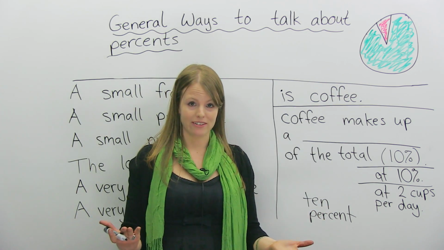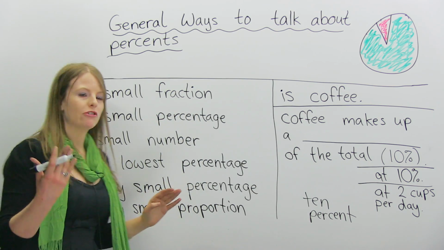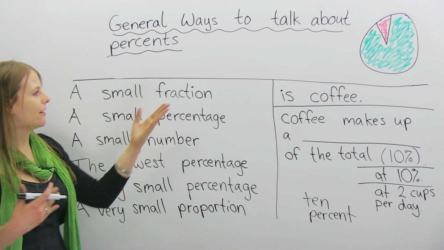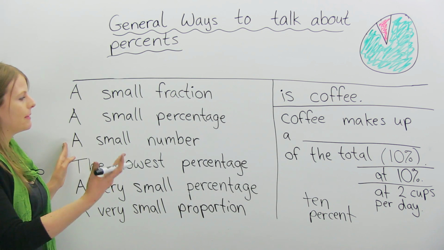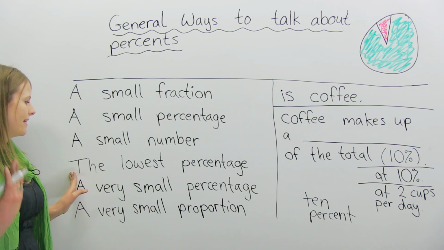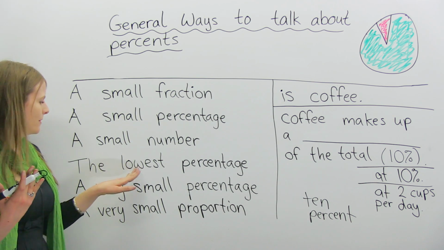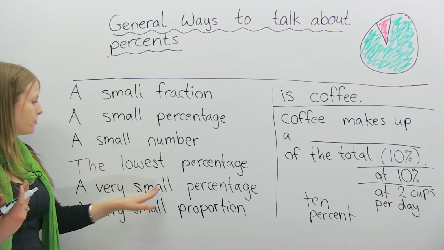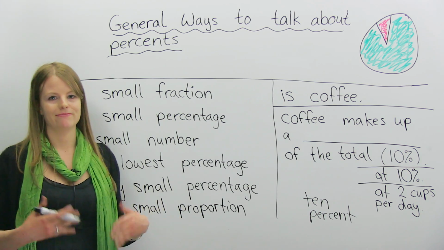Now, what about if we wanted to talk about tea? Tea is a large fraction. So we can use the exact same vocabulary, but change the word small to large. So we can say a large fraction of the total is tea. A large percentage is tea. Tea makes up a large number of the total. Tea makes up the lowest, or the highest. In this case, we're not talking about large, but the opposite of lowest is highest. A very large percentage of the total is tea, and a very large proportion is tea.